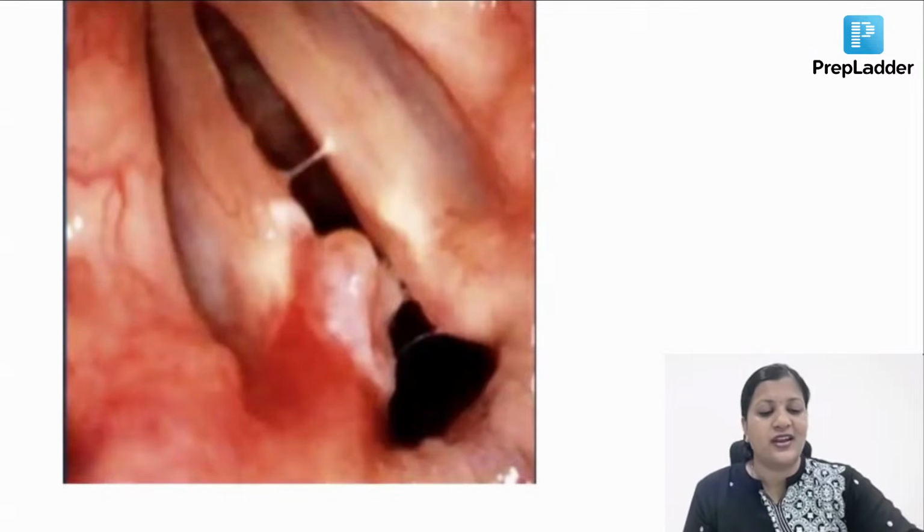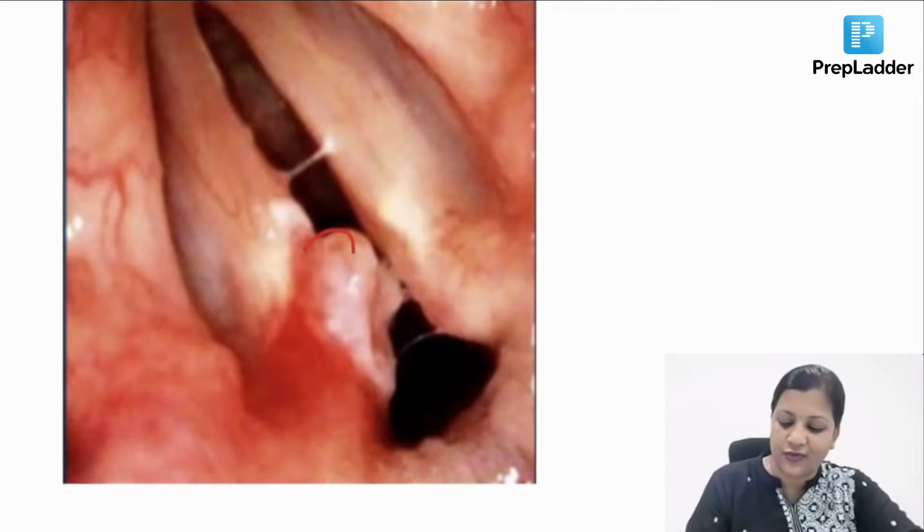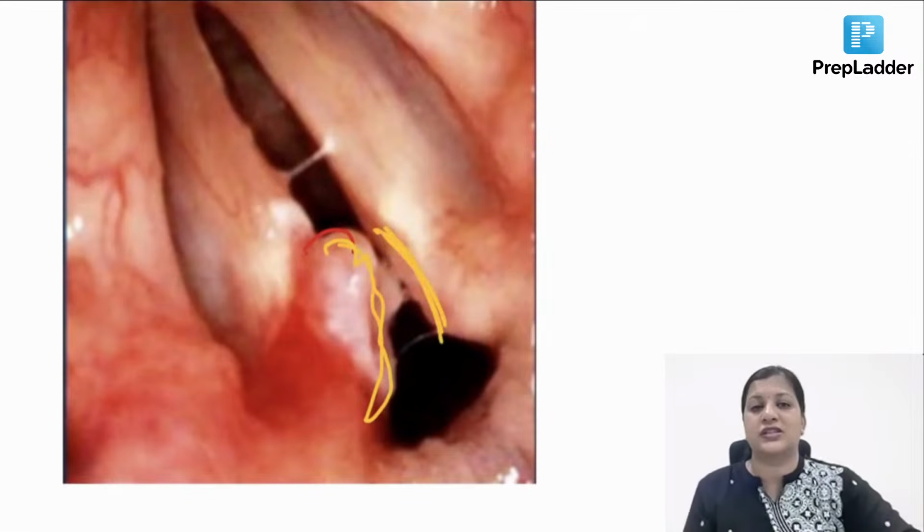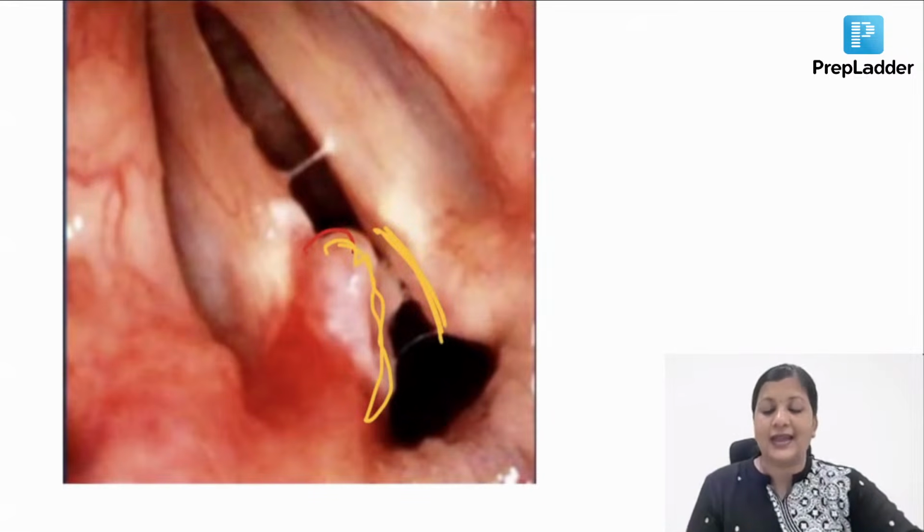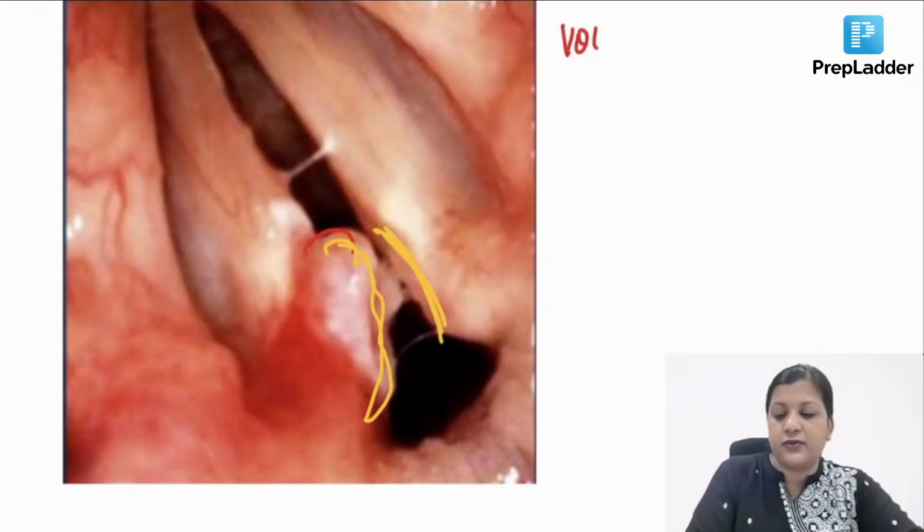Now let us go to the next one. This next image shows hypertrophic epithelium on one side and a depression on the other side, giving a pseudo ulcer or a false ulcer, again happening because of voice abuse or because of reflux.